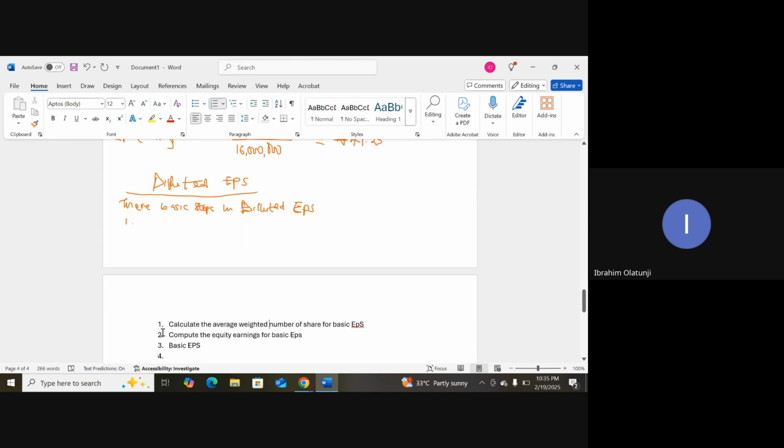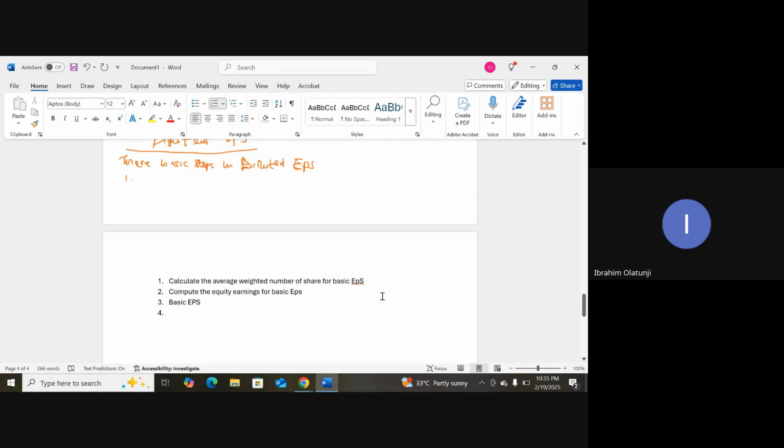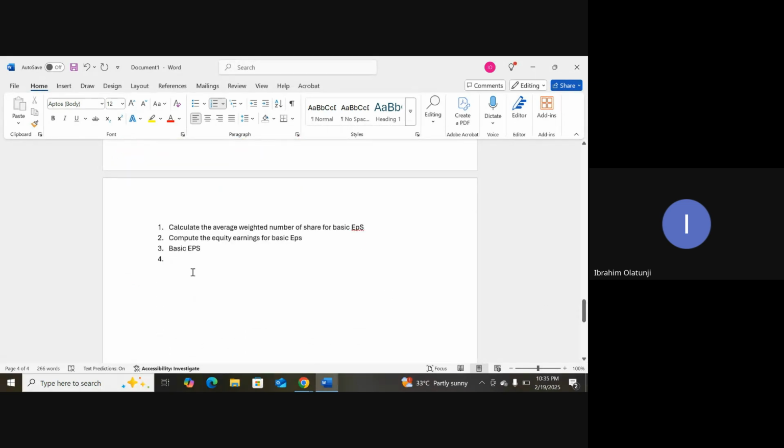That is what I put as step one here. I'll first calculate the weighted average number of shares for basic EPS. I'll calculate equity earnings for basic EPS, because in the question that I solved, it is given already. Then I will calculate my basic EPS using that formula. Meaning, if I want to test for dilution, I have to calculate all this. If I want to calculate diluted EPS, I have to calculate numbers 1 to 3. Then number 4 is to test.